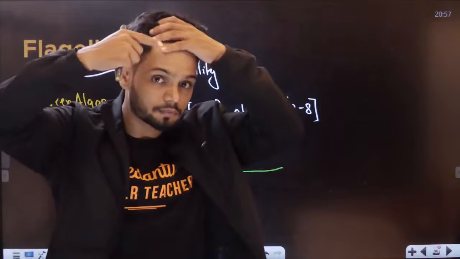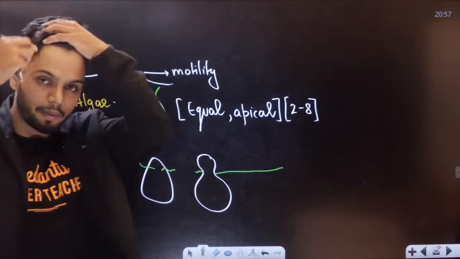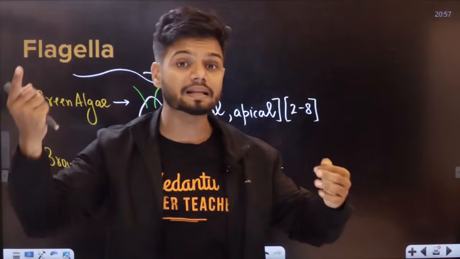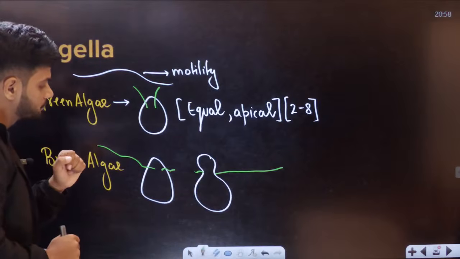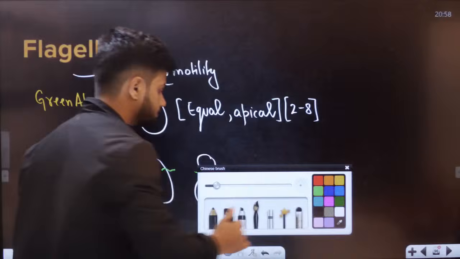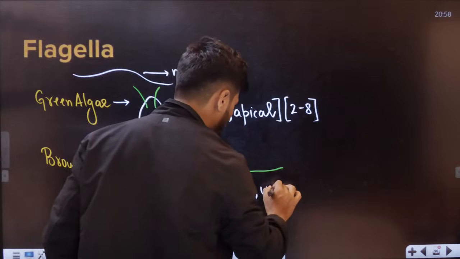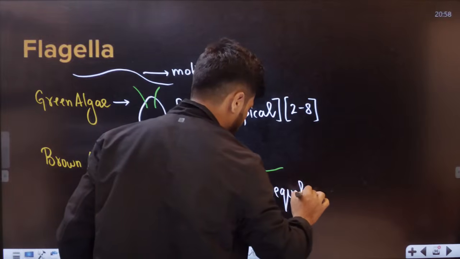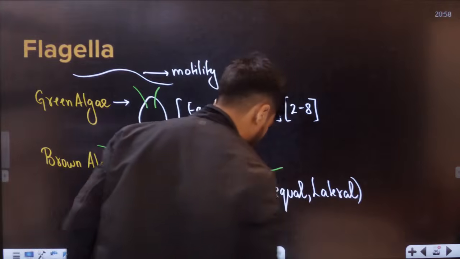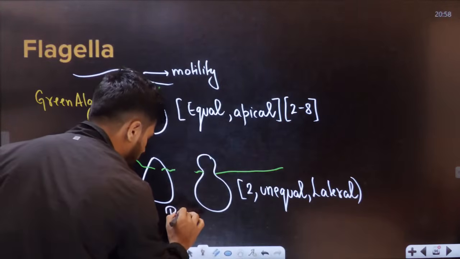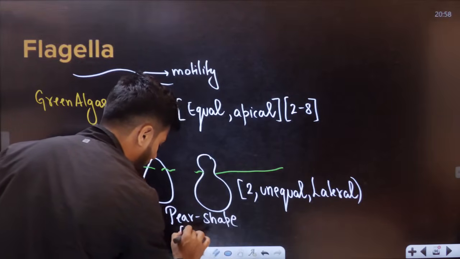Apical means top part. The top part is the apex, from where flagella come. That is called apical. Apical meristem, top part. This top part is called the apical part. These are lateral, students. Again, they are two in number. They are unequal, and they arise laterally here. Now this is called pear shape, also called pyriform.